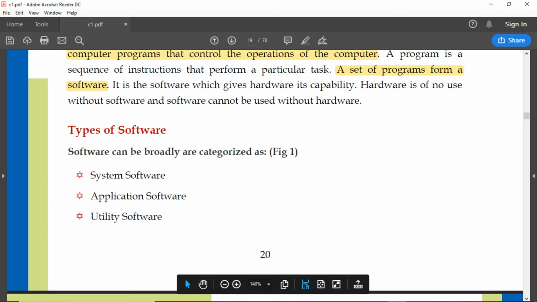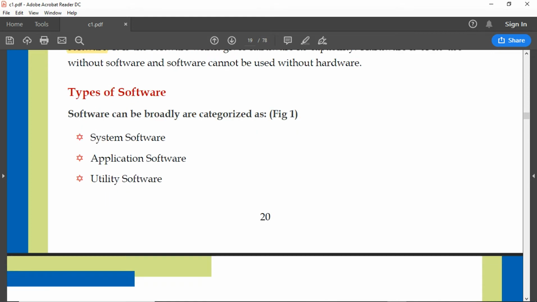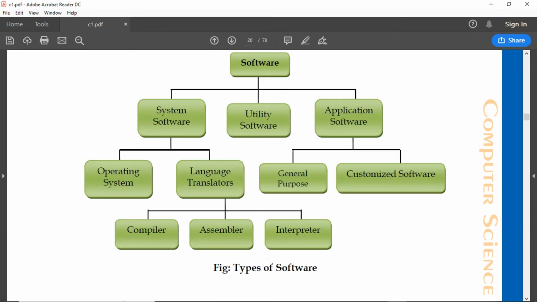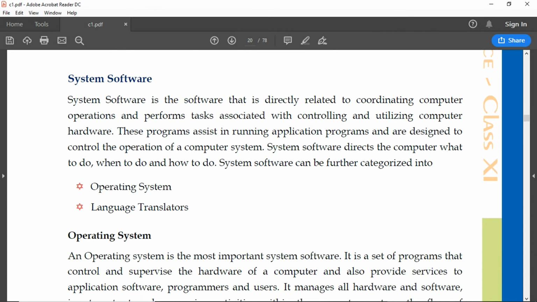Types of software. Software can be broadly categorized as in Fig. 1: System software, application software, utility software. 21. Fig. Types of software. System software. System software is the software that is directly related to coordinating computer operations and performs tasks associated with controlling and utilizing computer hardware. These programs assist in running application programs and are designed to control the operation of a computer system. System software directs the computer what to do, when to do, and how to do.